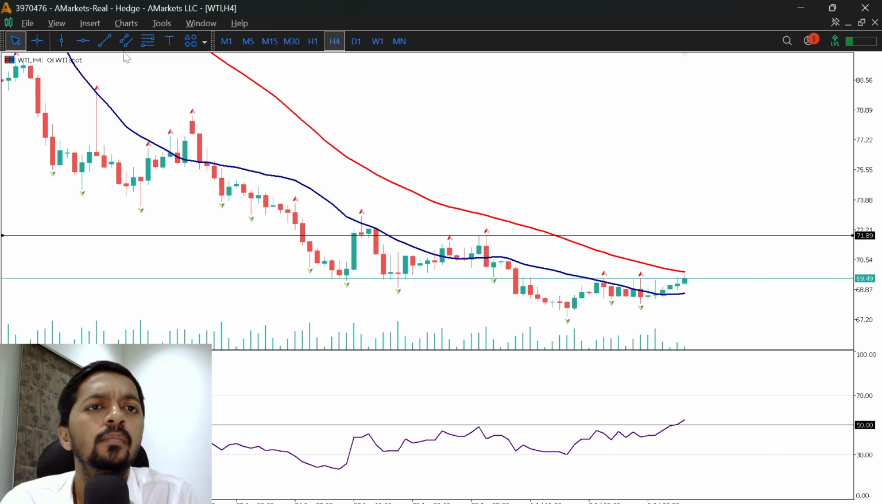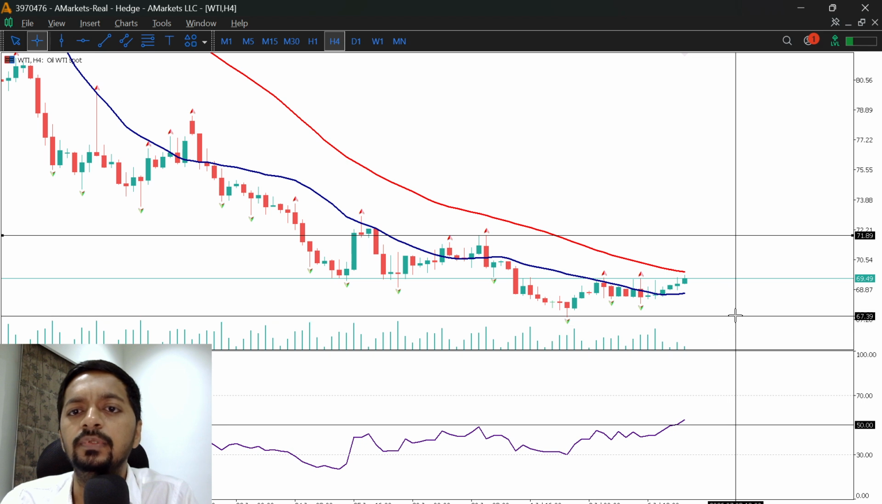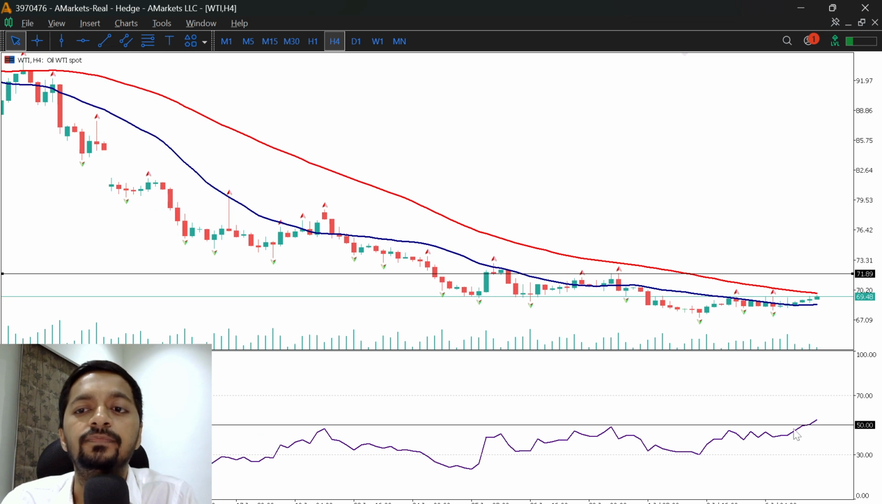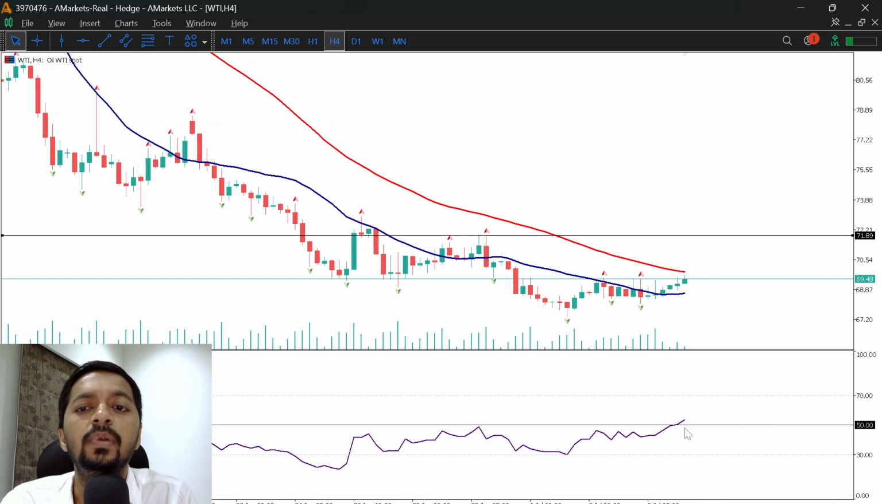But in case price breaks down below this level, which is 67.50, then we can expect further downward continuation up to 65 and 63, even 61 in the upcoming session. If you look at the RSI, it is crossing above the 50 line after a long time, indicating that short-term momentum is supporting this particular trend, right?